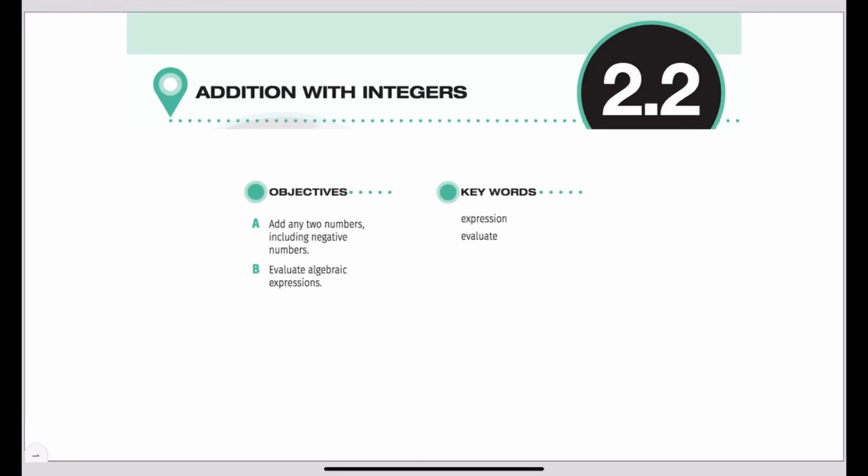Welcome to 2.2, where we're going to focus on addition with integers. So we're going to focus on all the different ways you can add positive and negative numbers. So let's have a look.